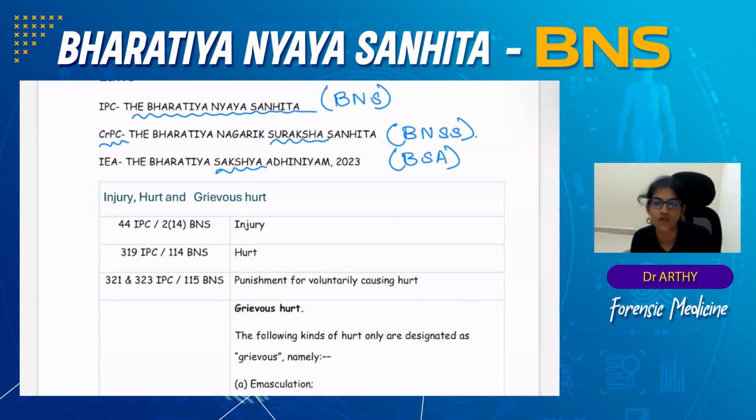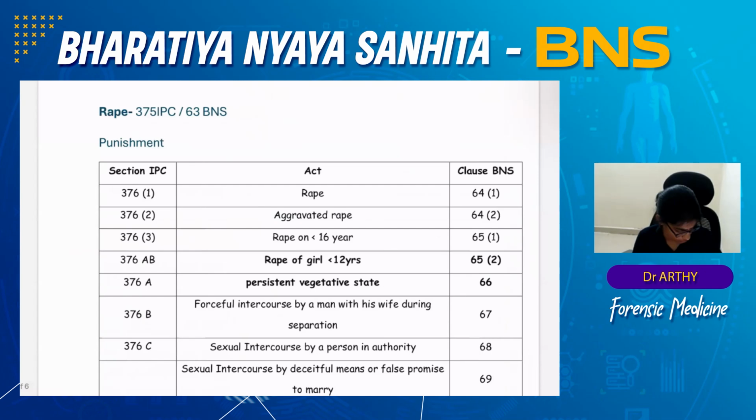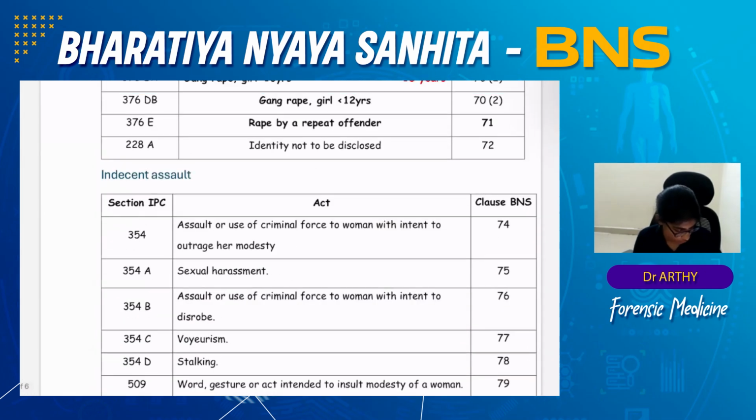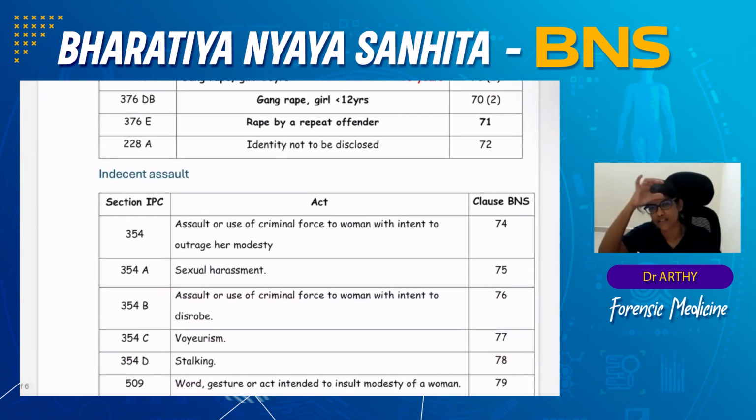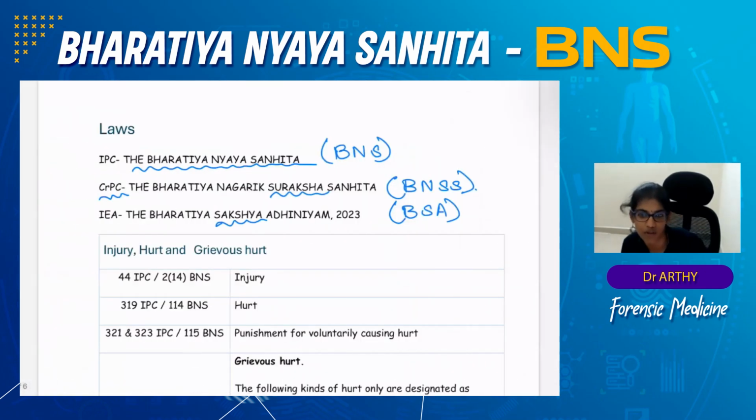See, previously it used to be under 304A and 304B. 304A used to be for rash and negligent act death, which was for us, for doctors, medical negligence, and 304B was for the dowry death. But now they have taken it separately. They have put it after your sections for indecent assault and everything. So starting with 80, they have put in your dowry death.